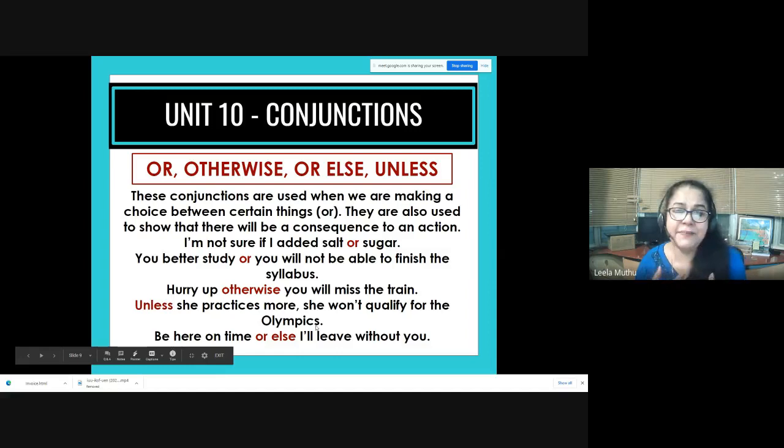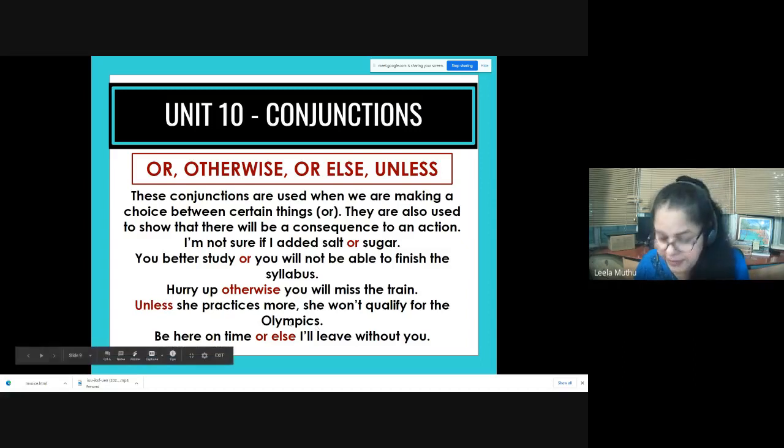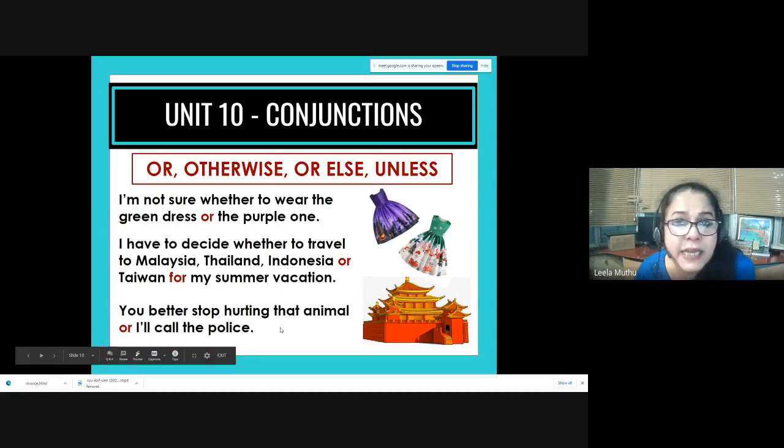So we have tied up these two sentences very neatly by putting a conjunction in the beginning of the sentence, unless. And if you take the first part of the sentence, unless she practices more, you have to put a comma between the two sentences. All right, we go to the next one. It's the same, or otherwise, or else, or unless.